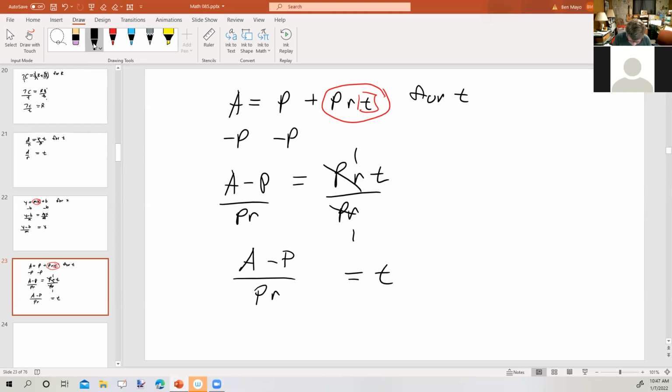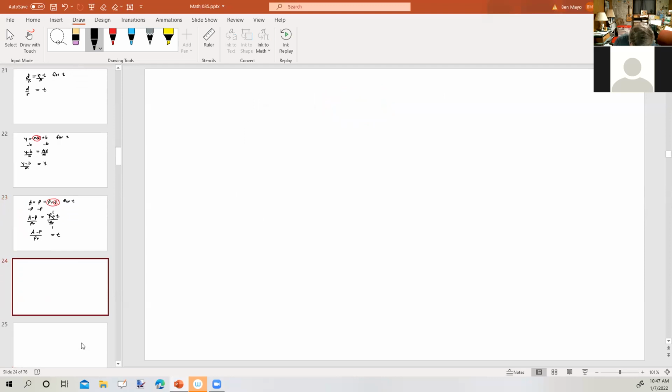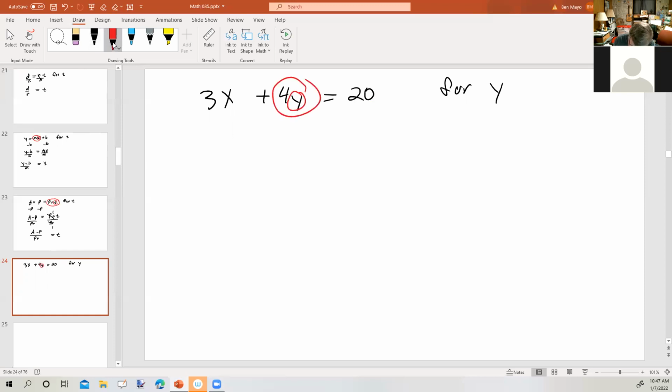Let's see here. 3x plus 4y equals 20. Solve for y. So this is the variable. This is the variable term. So to isolate the variable term, we'll subtract 3x from both sides.